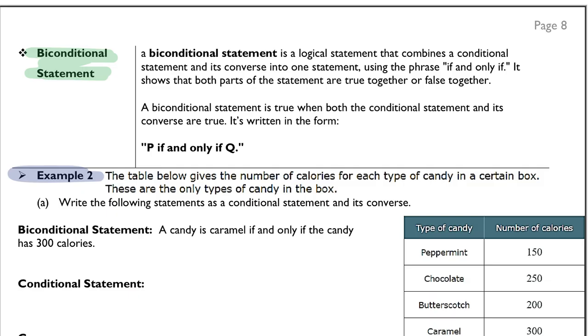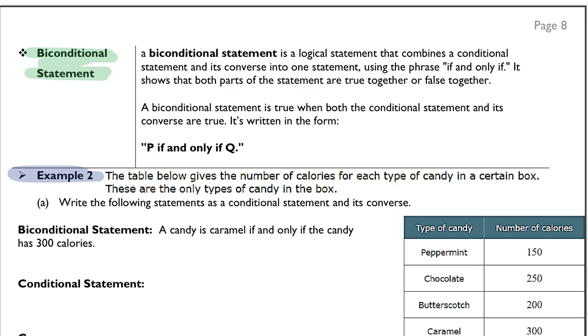So let's talk about something called the biconditional statement. I did say we're probably going to do this in the next lesson. It's actually on this lesson. Woo! So biconditional statements are logical statements that combine both the converse and the original conditional statement into one single statement. That means they both have to be true together or they both have to be false together.